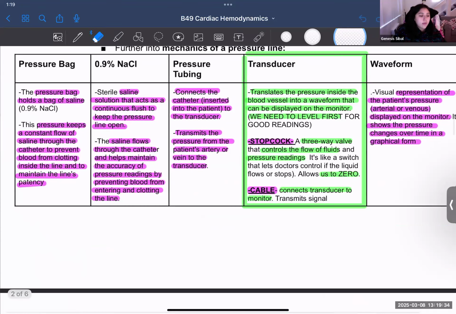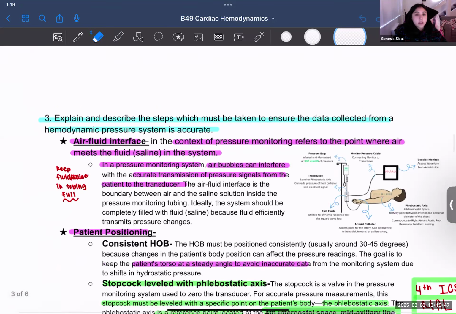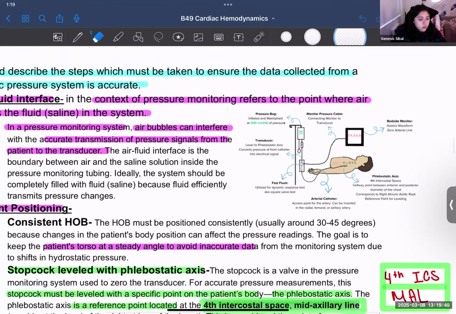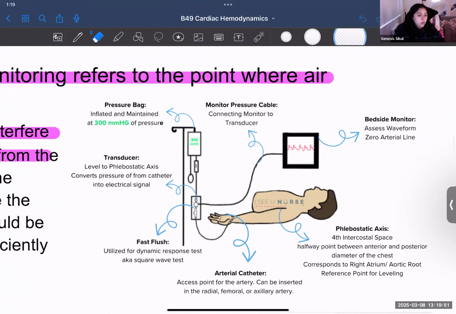So that's why it's important that we have the pressure bag, that saline right there, because it prevents any blood from entering or clotting, and it provides that consistent flow. So we're looking at that proper data and waveforms that the patient has. When we're talking about this stuff, this is what we're talking about: the pressure bag, the transducer.